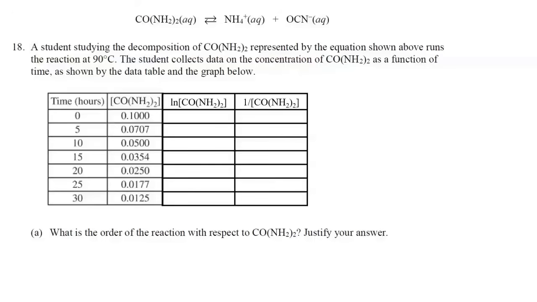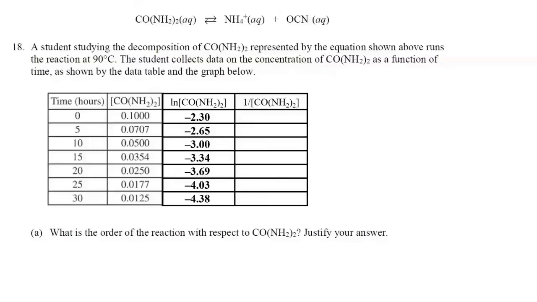So the natural log of 0.1 works out to be negative 2.30. The natural log of 0.0707 is negative 2.65. The natural log of 0.0500 is negative 3. The natural log of 0.0354 is negative 3.34. And then I will go ahead and continue and fill in the remaining 3 values in this column. So negative 3.69, negative 4.03, and negative 4.38.